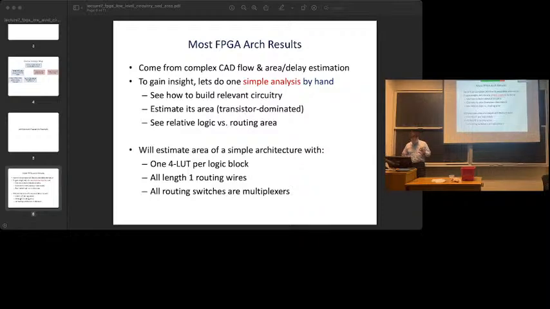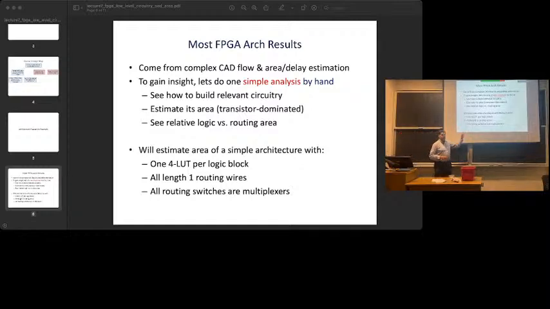We're going to see how to build the relevant circuitry. We're going to estimate its area, and FPGAs are typically transistor dominated. Most chips now are actually wiring dominated, where that's what limits how much you can pack on a chip. FPGAs, because they use so many transistors to build lookup tables and the programmable routing, are usually still dominated by transistors. The wiring matters, like you could run out of wires, but usually with a properly chosen routing architecture, it'll fit over top of the transistors.